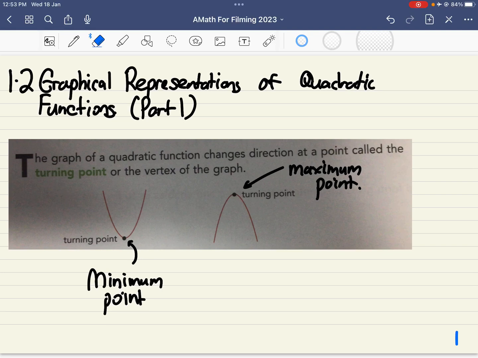Okay, today I'll be covering 1.2 graphical representations of quadratic functions, part 1.